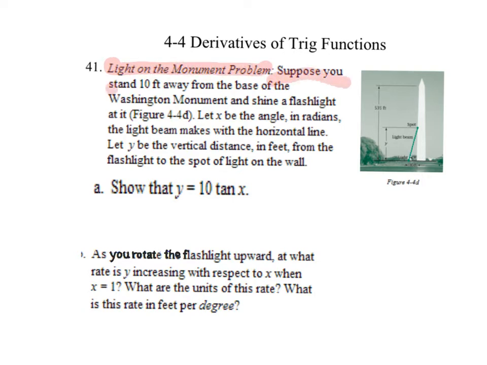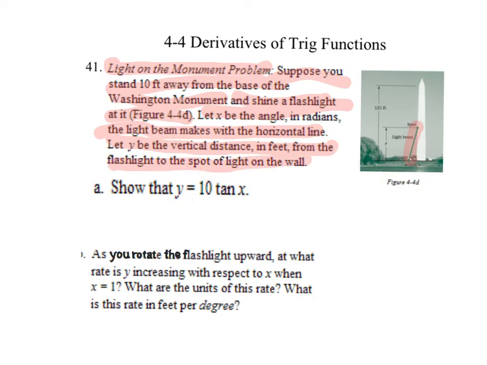Light on the momentum problem. Suppose you stand 10 feet away from the base of the Washington Monument, and shine a flashlight at it. You're shining a flashlight at that spot. Let x be the angle in radians the light beam makes with the horizontal. Let y be the vertical distance in feet from the flashlight to the spot of the light.